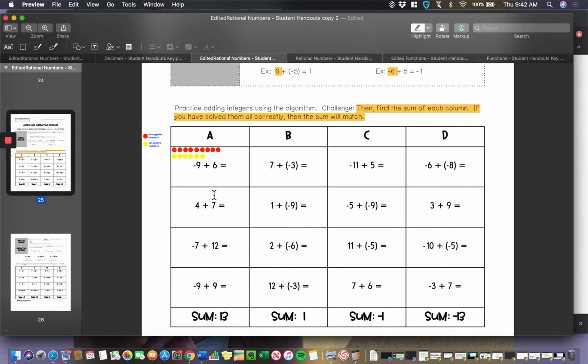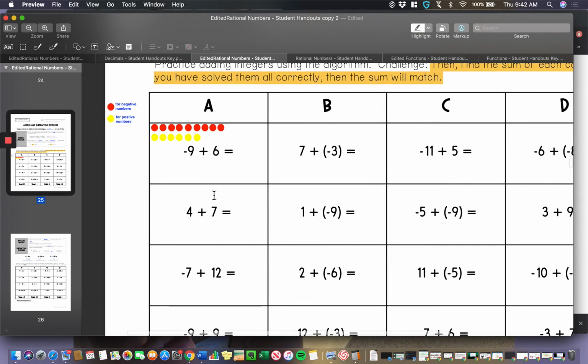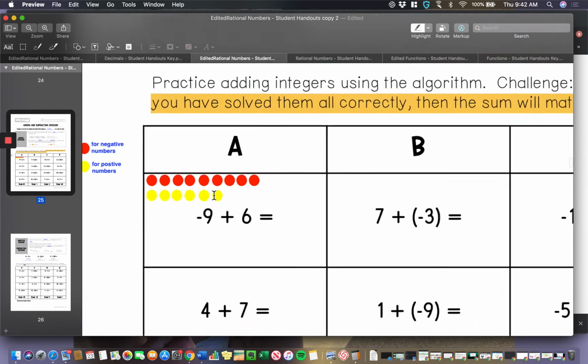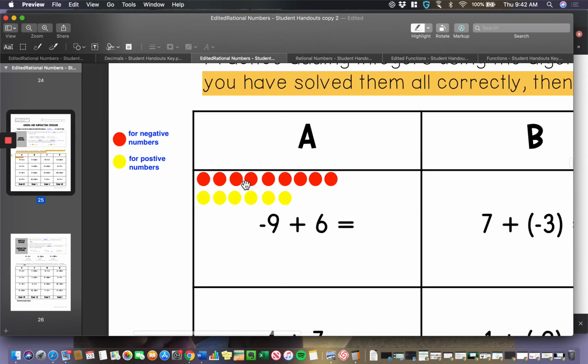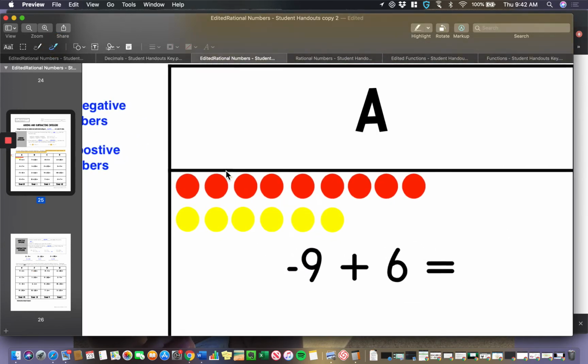So they say to use the algorithm, but one thing that I really like to use are these counters, which you guys all know about. I'm going to represent my negative numbers with red, and my positive numbers with yellow. So I have a negative 9 here, so I put 9 counters, and I have a positive 6. The one thing I did teach you guys to do is, if you have a pair, you can cross it out.